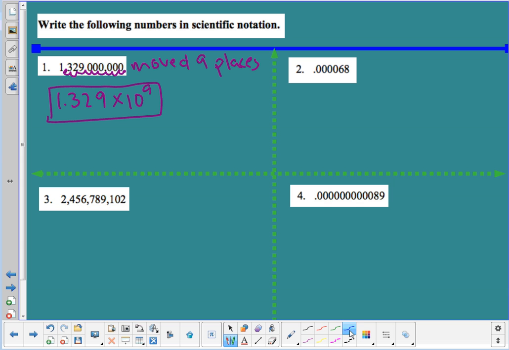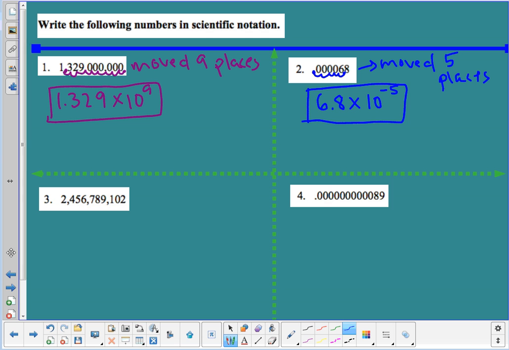On the flip side of that, in number 2, now I have 0.000068. Currently my decimal point is right here. I want to move it to between the 6 and the 8. That goes 1, 2, 3, 4, 5 places. So I have 6.8, and now I'm looking at a negative 5th power. It moved 5 times, but my number is really, really small. It's between 0 and 1, so I'm looking at a negative power there. And that's my scientific notation.